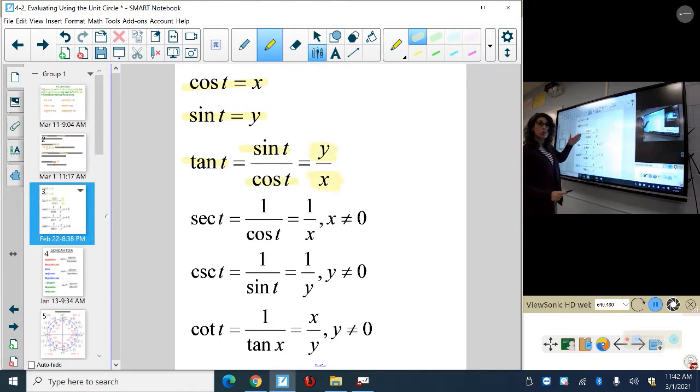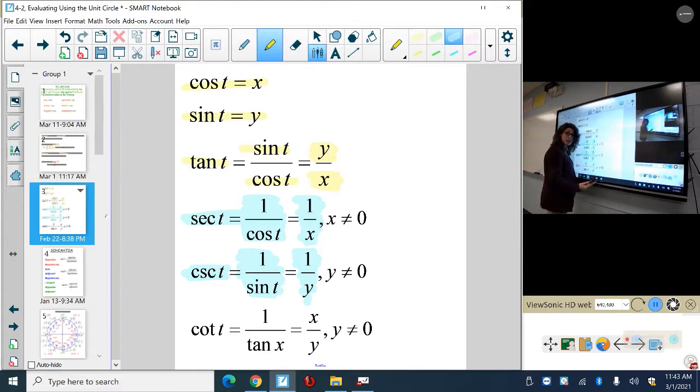If you know those 3, then the reciprocals are the next 3. The reciprocal of cosine is secant, which is 1 over cosine, so therefore it's 1 over x. The reciprocal of sine is cosecant, so that's 1 over sine, which is 1 over y. Again, your x and your y can't be 0 because can you ever divide by 0? No, that's what we call undefined. The cotangent is going to be the inverse of tangent, so that's going to be 1 over tan. So instead of y over x for tangent, it's going to be x over y.